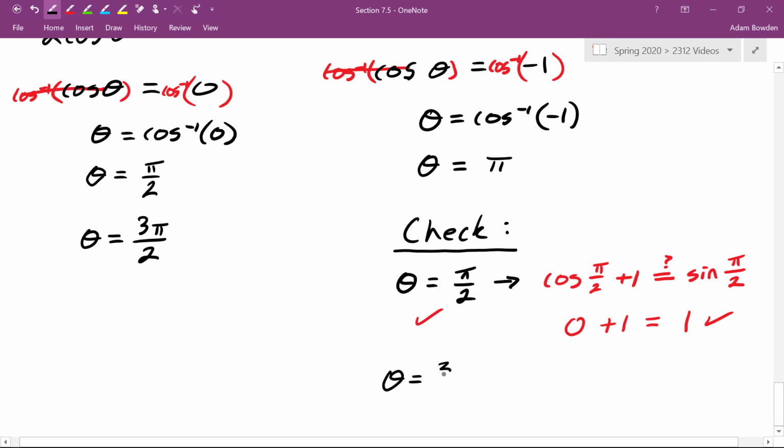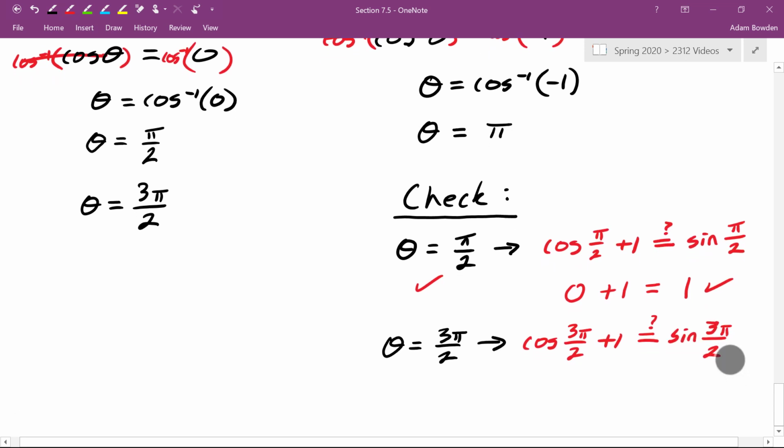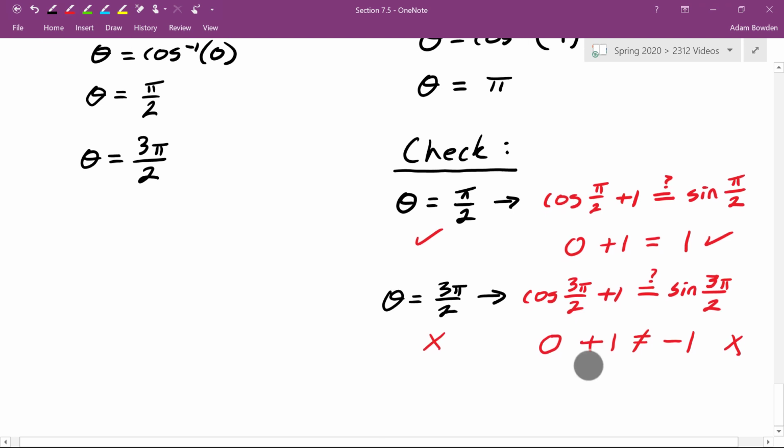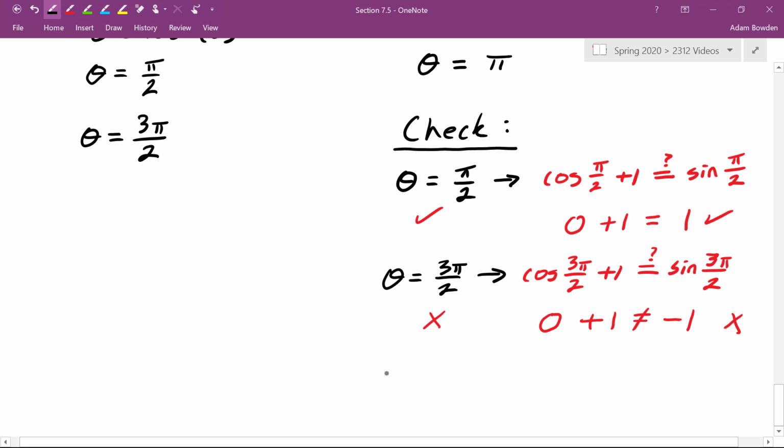If we check theta equals 3 pi over 2, and we plug it in, we'd have cosine 3 pi over 2 plus 1, and we're checking to see if that's equal to sine of 3 pi over 2. Well, cosine is still going to be 0 for 3 pi over 2 plus 1. However, the sine of 3 pi over 2 is negative 1, so these do not equal each other, and this is not a solution.